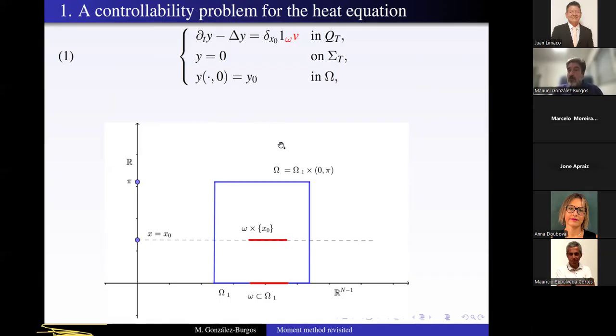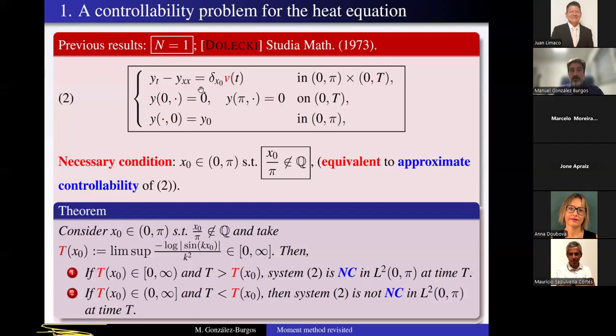Well, this problem is very well known in the one-dimensional case, when n is equal to 1. In this case, the problem is the following, problem 2, the heat equation in dimension 1. We have in this case a control v which only depends on time, and we also have the Dirac delta at the point x equal to x0. Then we have a control only on the point x0, and this control depends on t. The solution of this problem is very well known.